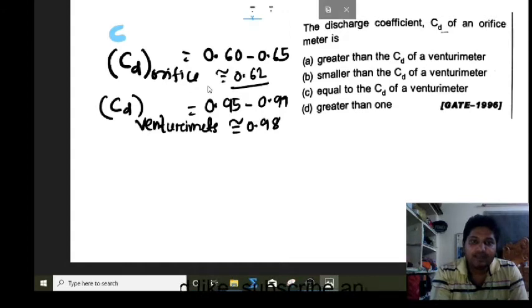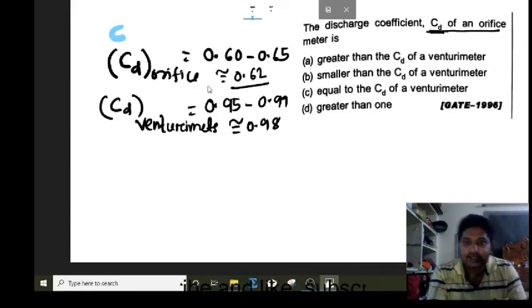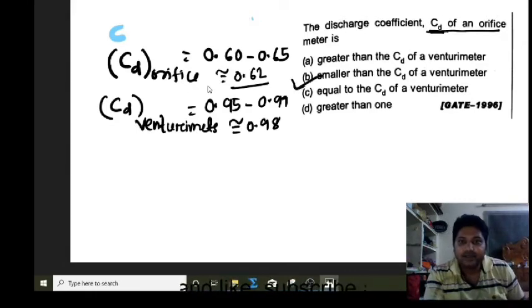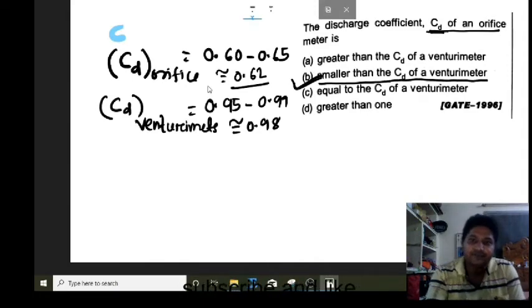So basically, the discharge coefficient Cd of an orifice meter is generally smaller than the discharge coefficient of the Venturi meter.